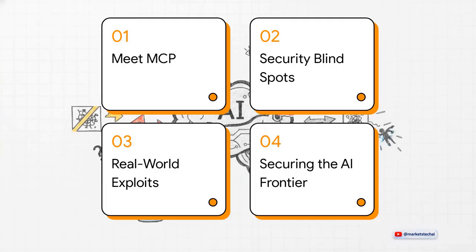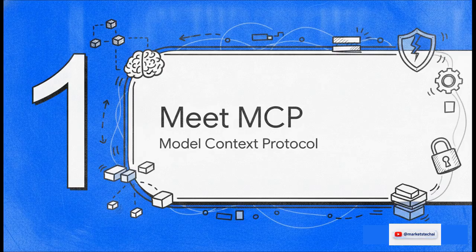So here's our roadmap for today. First, we'll meet the Model Context Protocol. Second, we'll expose its security blind spots. Third, we'll examine some real-world AI exploits. And finally, we'll cover the blueprint for securing the AI frontier. All right, let's kick things off with Section 1, Meet the Model Context Protocol.